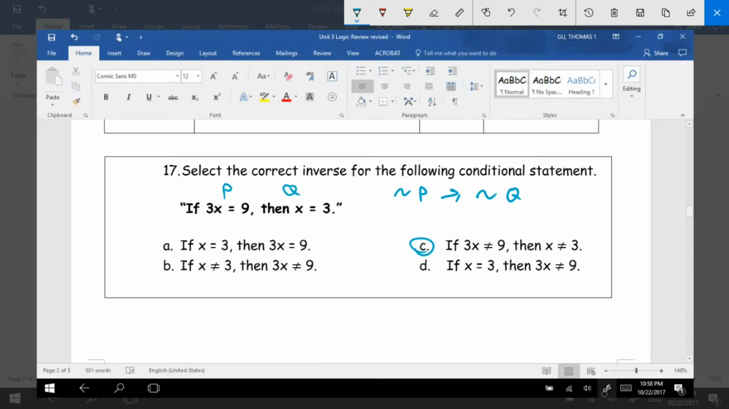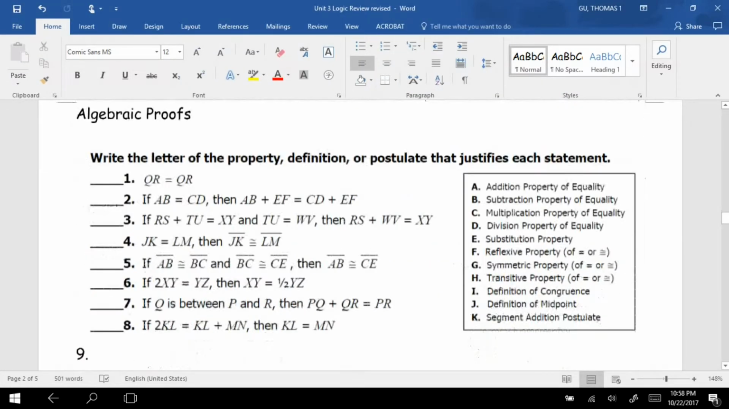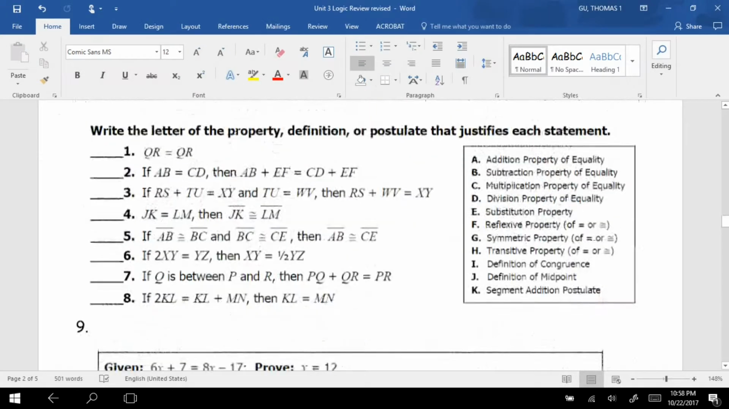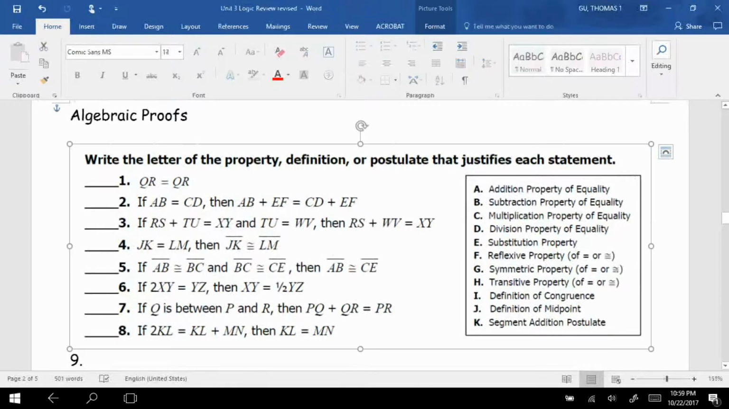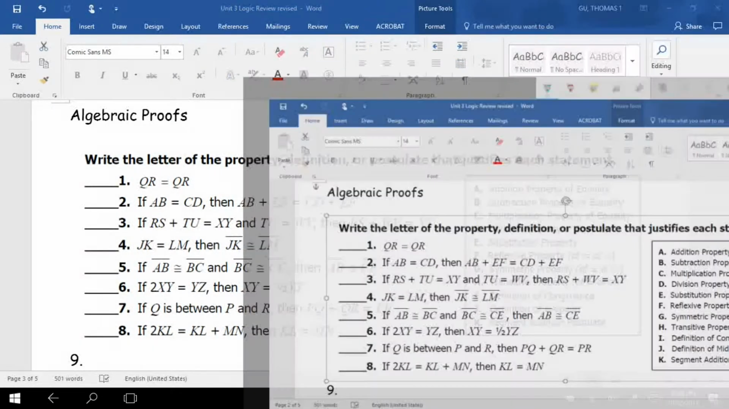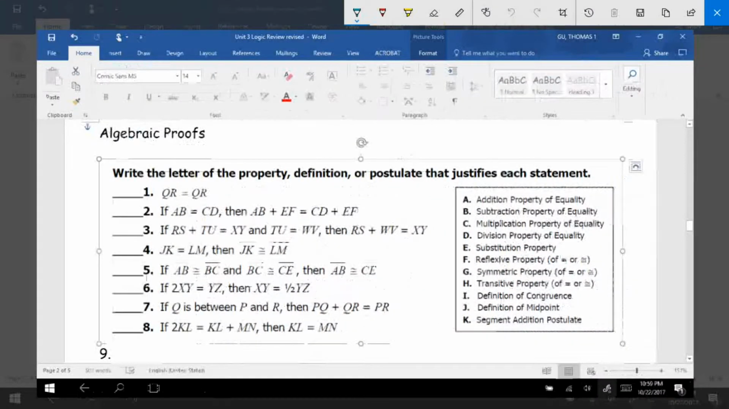And like I said, I'm going to go ahead and go to the next section, 18. Numbers 1 through 9, algebraic proofs. Well, we're starting over here. Okay, well, let's do it up here. So, 1. QR equals QR. Which property is that? That is reflexive.